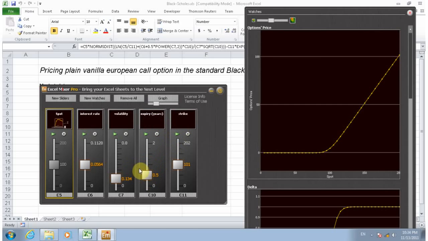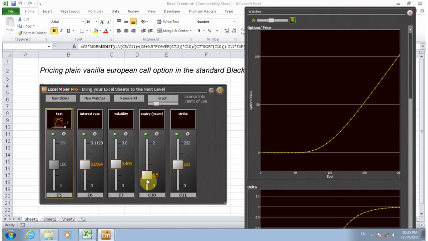I set my time to expiry to half a year, and I set my vol to 0.4, somewhere around here. Now we'll make a large jump from volatility 0.4 to 0.8, so I will double my vol, and just look at the graph, what will happen to it. So it jumped to this position. Now I'm going to reduce vol again to 0.4, and I'm going to quadruple my time to expiry.